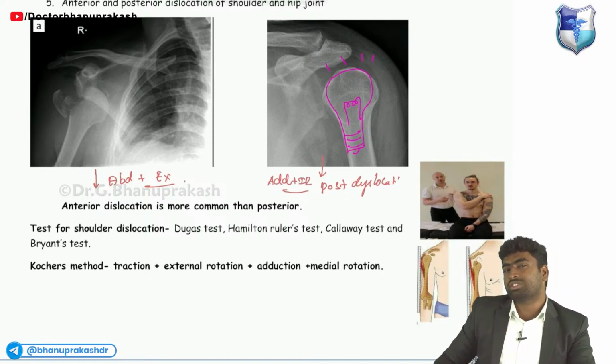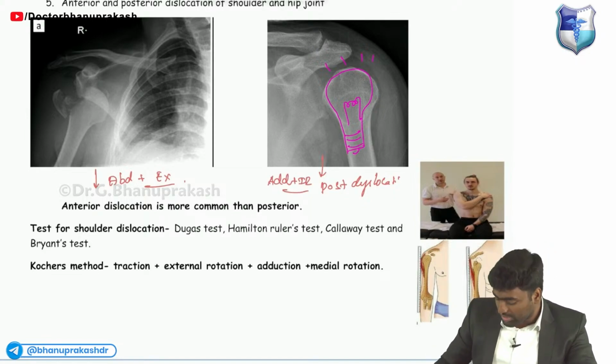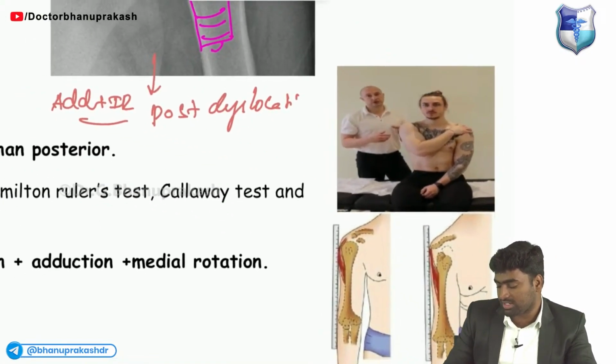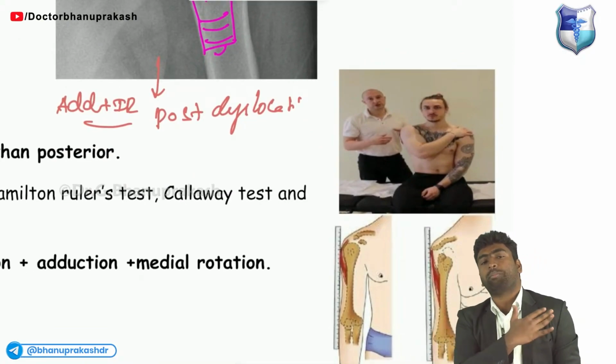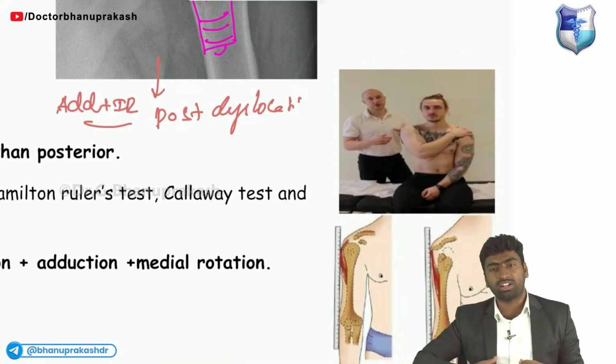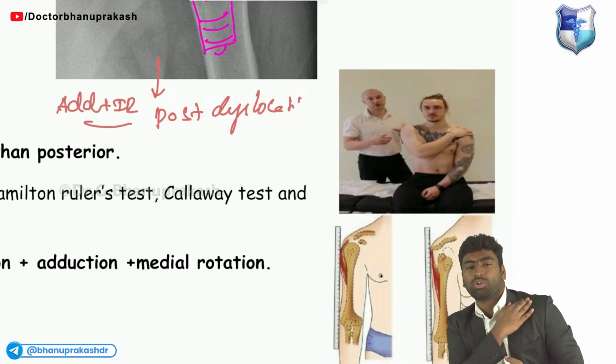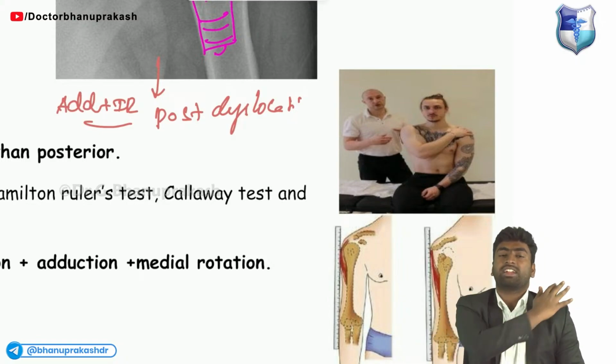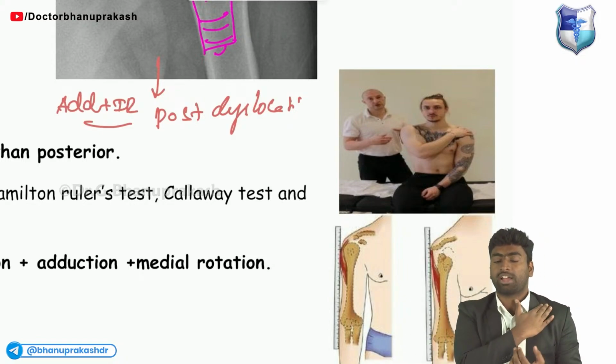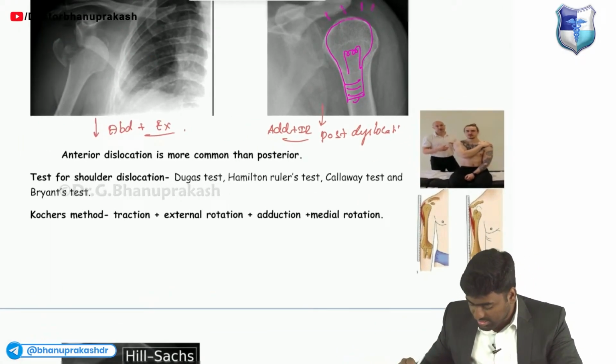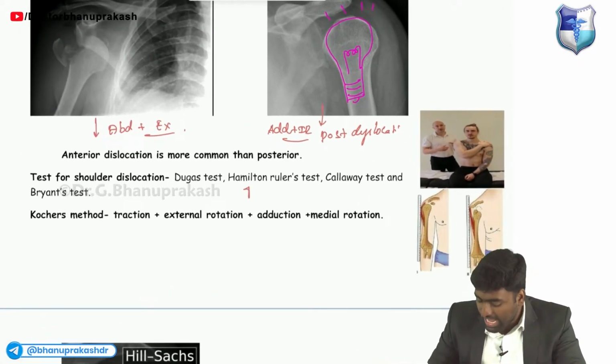To detect this dislocation, we have a few tests. One of them is known as Dugas test. You will tell the patient to touch his opposite shoulder. If there is any shoulder dislocation, the patient cannot touch his opposite shoulder. Usually we can touch it, but this patient cannot. It is known as Dugas test.